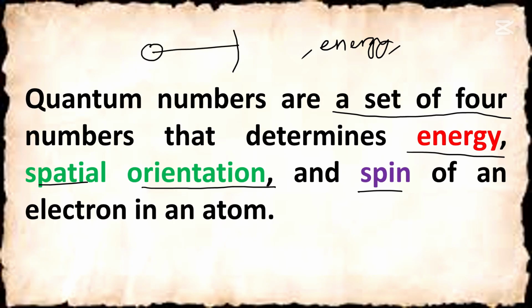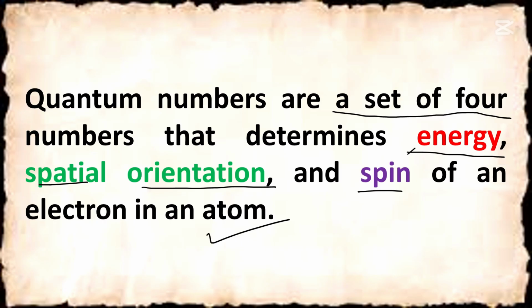So it gives an idea about the position of the electron from the nucleus. Similarly, it gives us an idea about how the electron is revolving around the nucleus, and in which direction, in the x-axis, y-axis or z-axis. And lastly, what is the spin of that electron, spin up or spin down. These pieces of information are provided by the four quantum numbers. Once again, quantum numbers are a set of four numbers that determine the energy, spatial orientation, and spin of an electron in an atom.